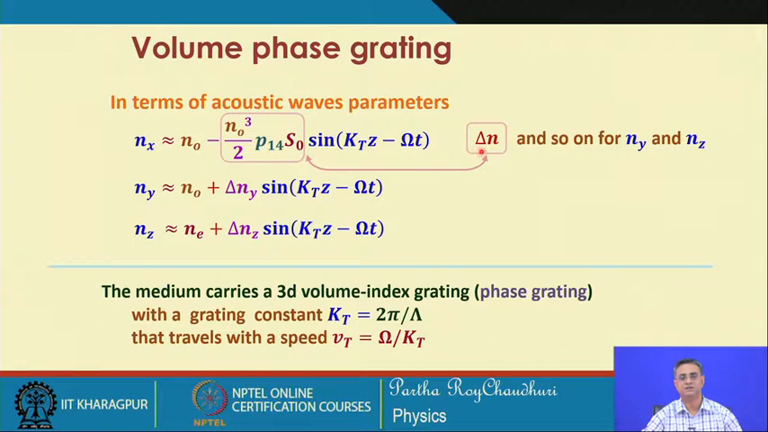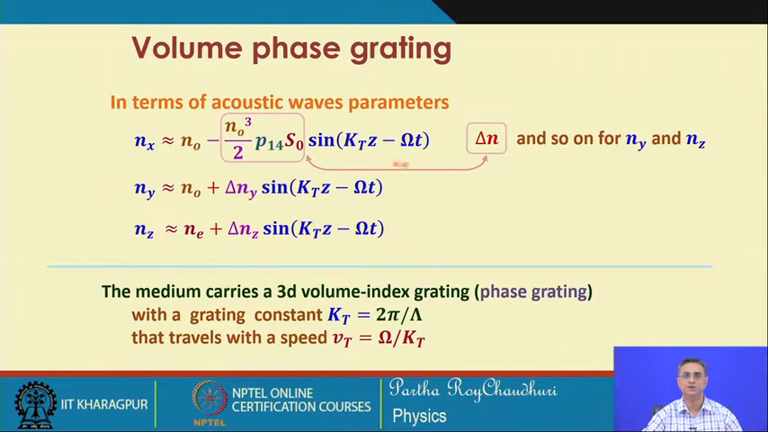the peak change in the refractive index is given by this. It is a sinusoidal, travelling grating, and the grating constant will come from k_t equal to 2π by λ, where λ is the wavelength of the acoustic wave, and the grating travels with a speed of this. So, we have been able to characterize the induced refractive index change in the principal axis system in the presence of the acoustic wave, and that completes this discussion.